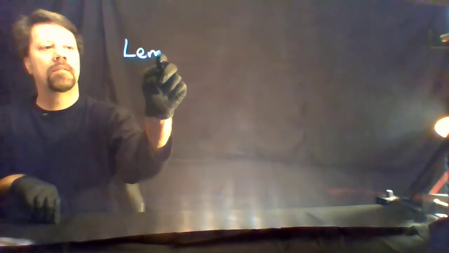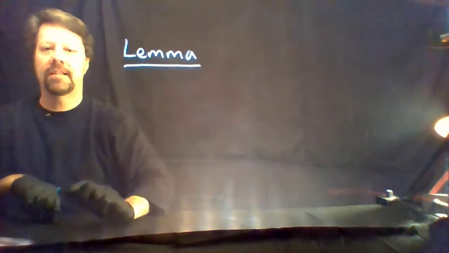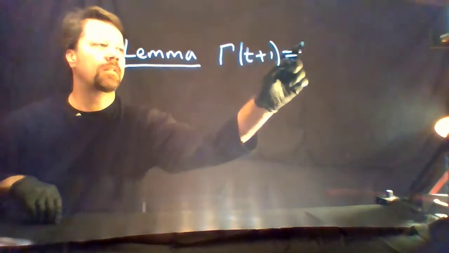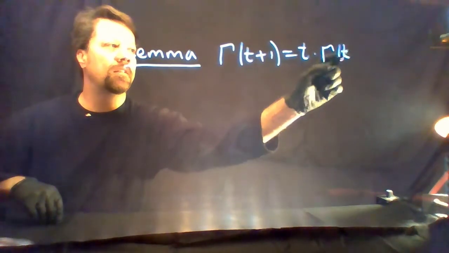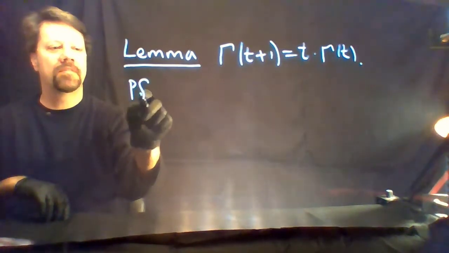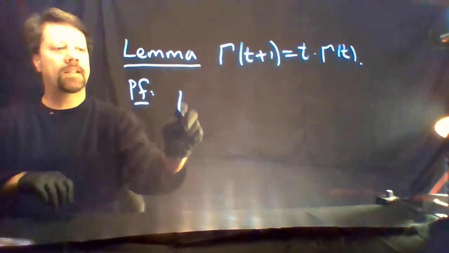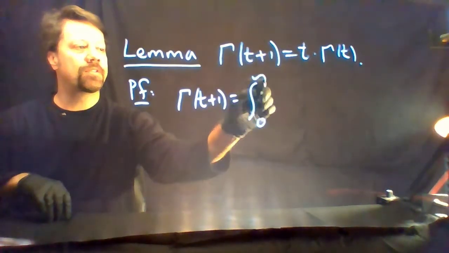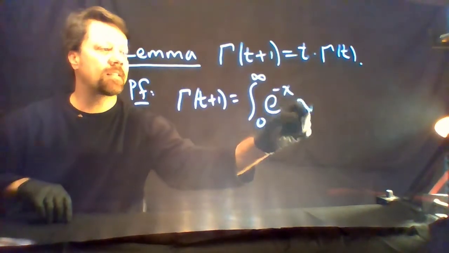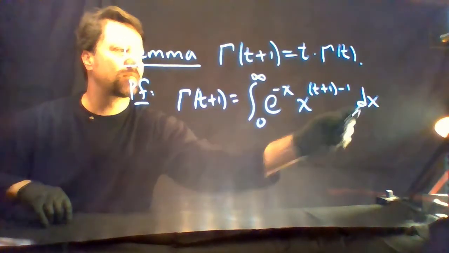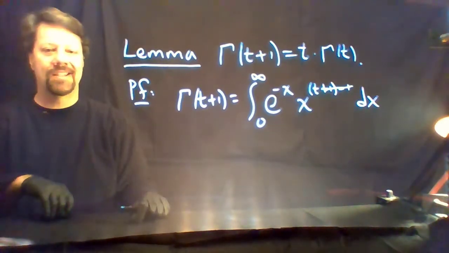In understanding the gamma function, I need a lemma. In particular, I would like to show that gamma of t plus 1 is t times gamma of t. To prove this, we write gamma of t plus 1, which by definition is the integral from 0 to infinity, e to the minus x, x to the t plus 1 minus 1, giving us x to the t.